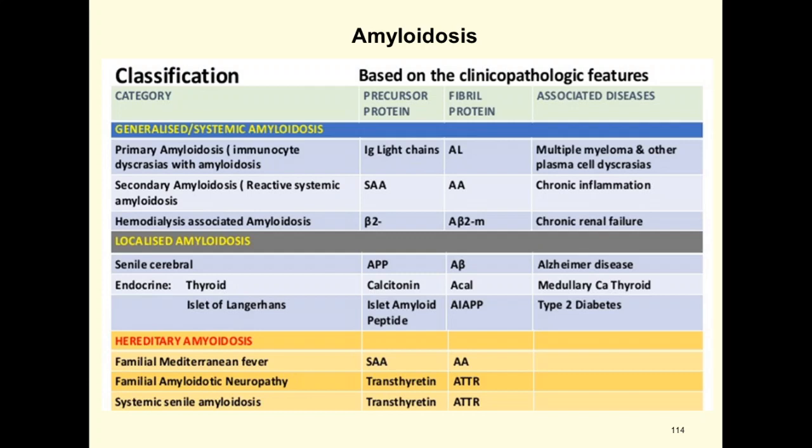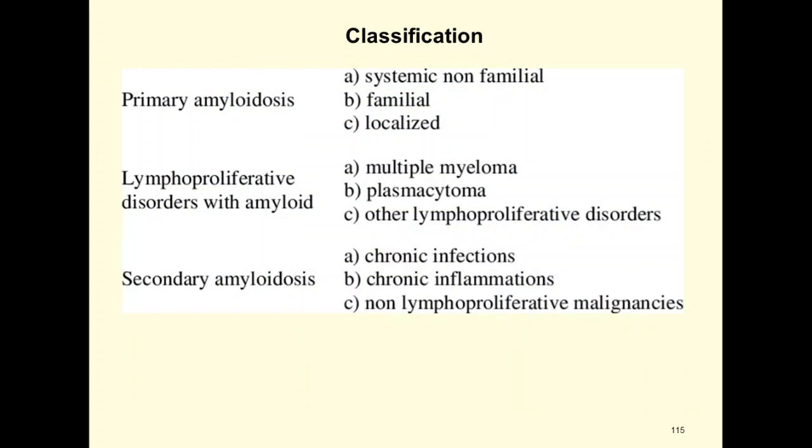This is the new classification, the newest one. You see the type of the fibril protein and also some diseases. I'd like you to use this classification more. I deliberately put this second slide about the classification of amyloidosis.